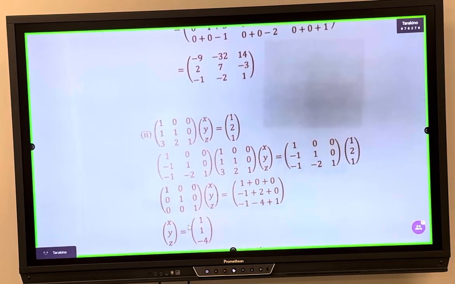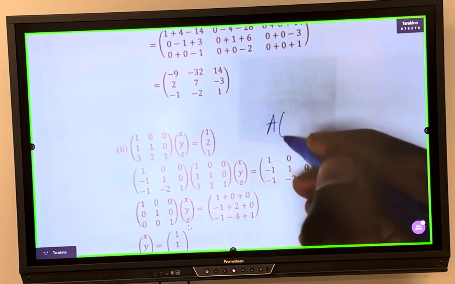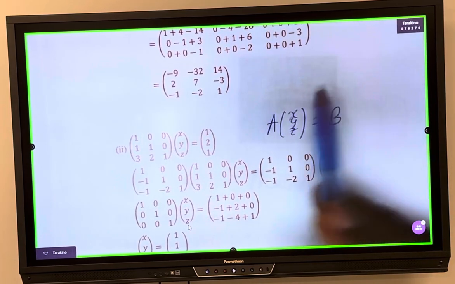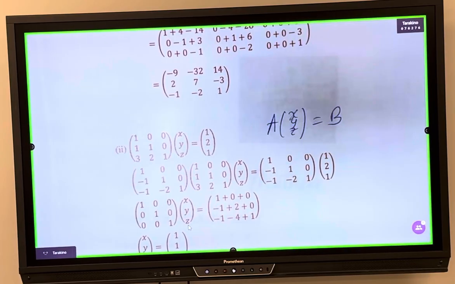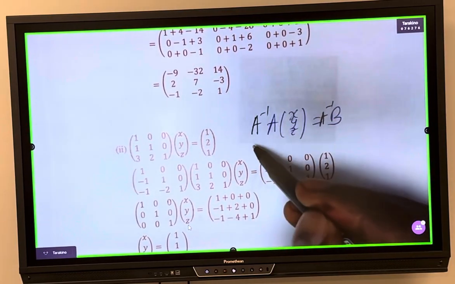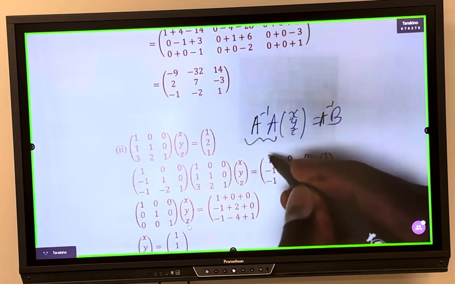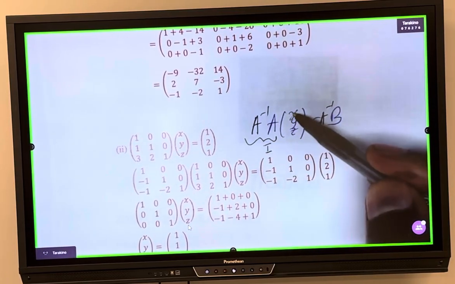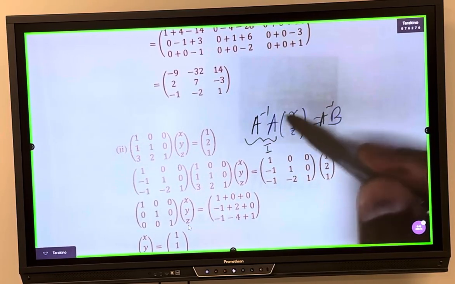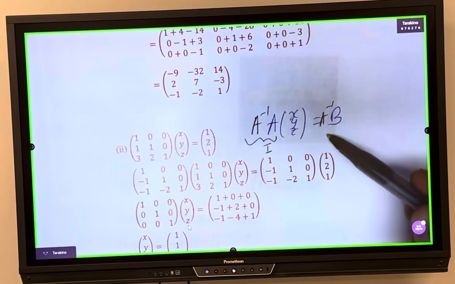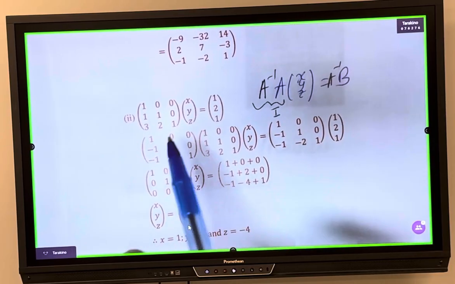Remember, for matrices, when you have A times (x, y, z) equal to a certain column of numbers, to get rid of A, you pre-multiply by the inverse. Remember, if you multiply a matrix by its inverse, you get the identity. And when you multiply the identity by any matrix, that matrix remains unchanged. Then you just simplify, you multiply as normal. So this is exactly what happens here.